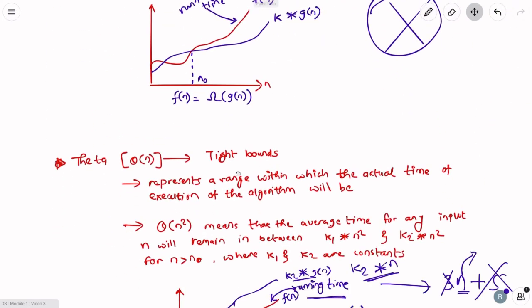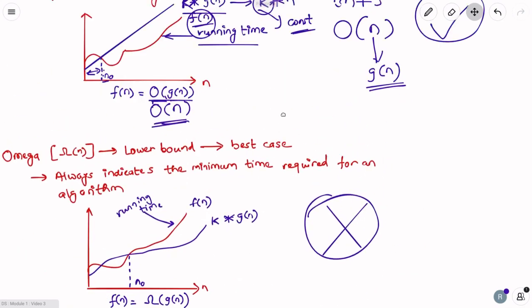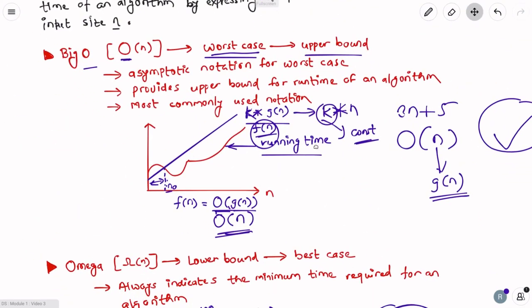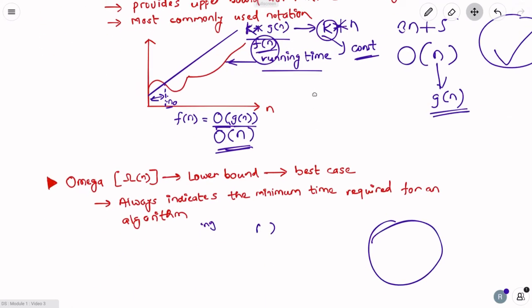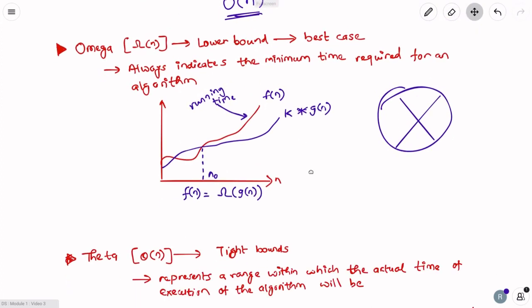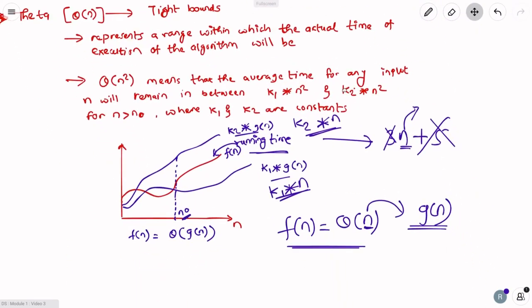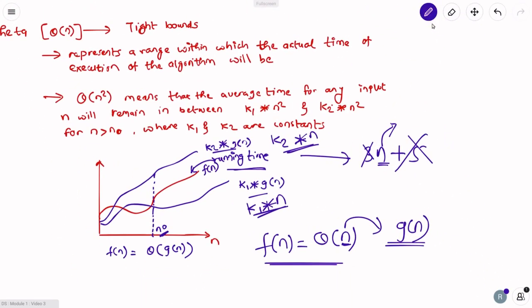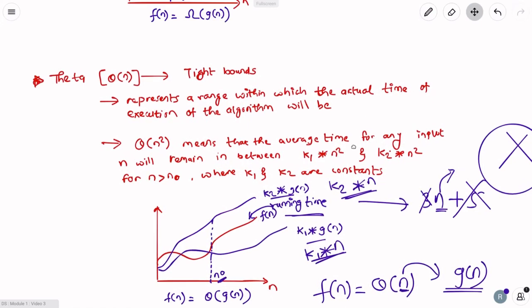As a programmer, we should always worry about the big O notation, or the worst case. As I said, if you write a program which runs best for the worst case, then it is the best program. Omega and theta are kind of useless for the programmer. In some cases we also need to use these notations, but in general we should always worry about the big O notation.